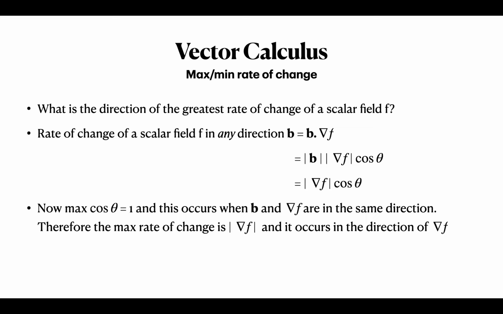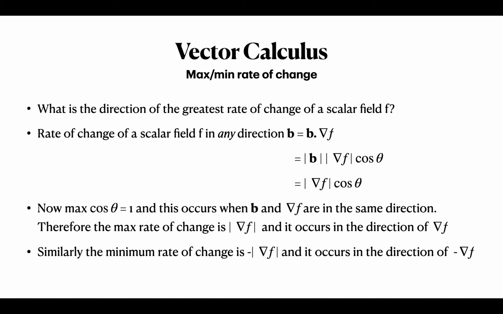The max rate of change of a scalar field F is the modulus of the gradient of F, and it occurs in the direction of the gradient of F. And similarly, folks, you can argue the same thing because the minimum of cos theta is minus 1. The minimum rate of change is minus the modulus of the gradient of f, and it occurs in the direction of minus grad f. Okay, let's do an example and wrap it up.